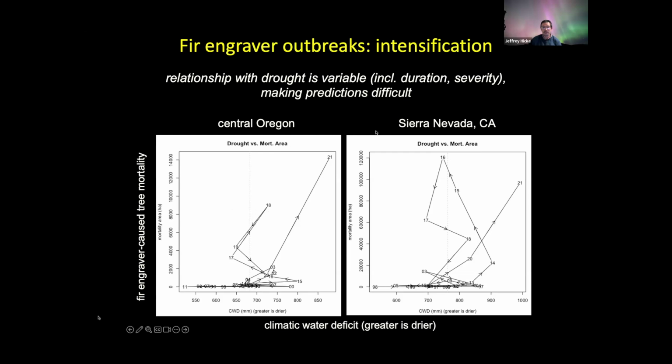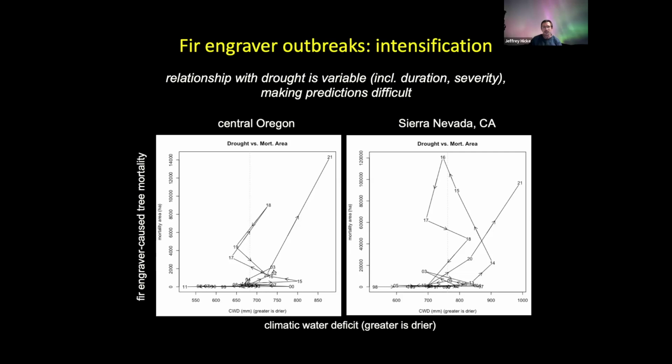A couple of things to note from these figures. One, the R-square is pretty low. So right off the bat, there's not a very nice or at least linear relationship. The second is for a given level of climatic water deficit, you can see quite a range of mortality, so that, again, drought by itself is not necessarily a good predictor of mortality.